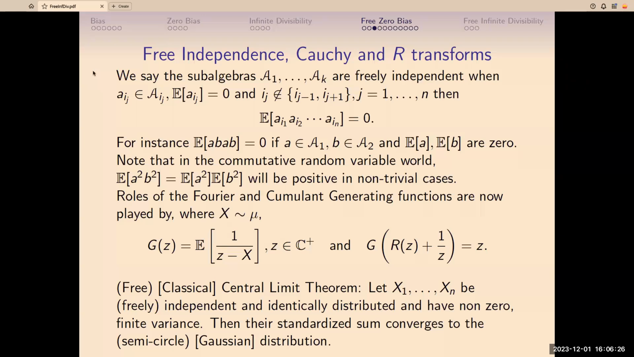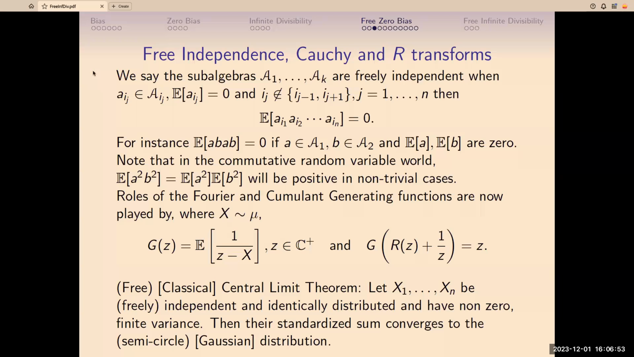And the semicircle distribution is the distribution of random Hermitian matrices that have independent components along the diagonal and above the diagonal. Then as the dimension grows, their empirical eigenvalue distribution converges to the semicircle distribution. Okay, so that's kind of, yeah.